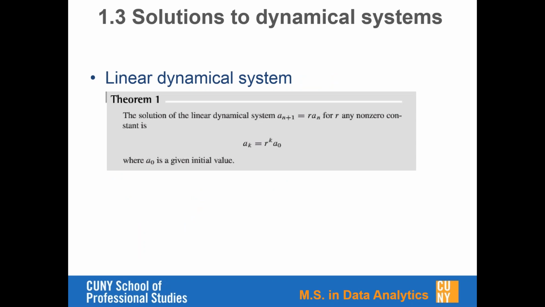Linear dynamical system. The solution of the linear dynamical system a_{n+1} = r a_n, for r any non-zero constant, is a_k = r^k times a_0, where a_0 is a given initial value. That's a linear relationship because a_k and a_0 have a linear relationship, even though r^k is still a constant. Right?